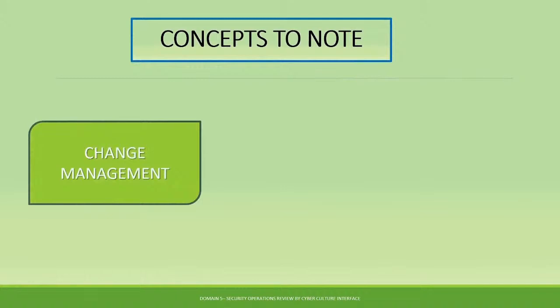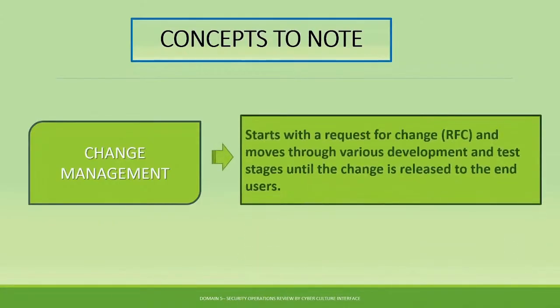So another key concept we need to take note of is change management. In Domain 5 of ISC2 Certified in Cybersecurity, we also talk about change management. This concept says that there must be a request for every change that is happening within the organization. And then this request goes through various stages of development and test before it is released to the end user. That means within an organization, a user or an individual cannot just decide that I want to change the web interface, or I want to change the IP address of your server.